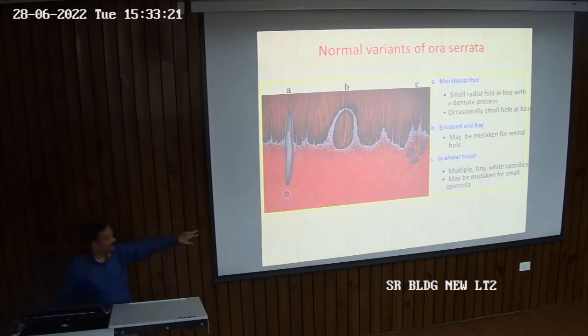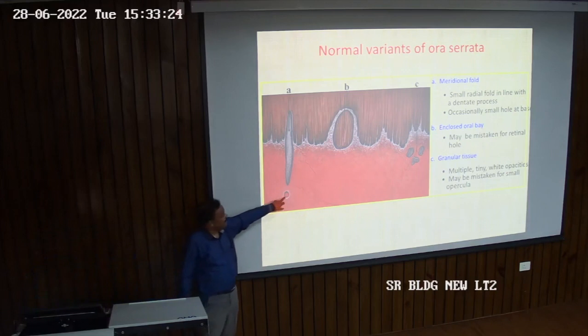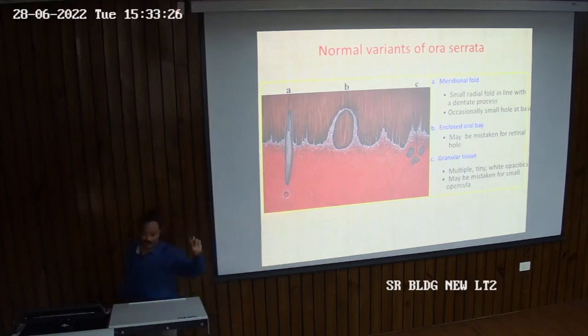If you see a small structure like here, this is a retinal hole. This can give rise to retinal detachment.